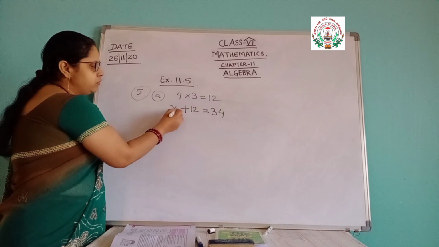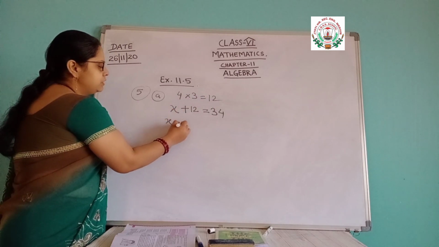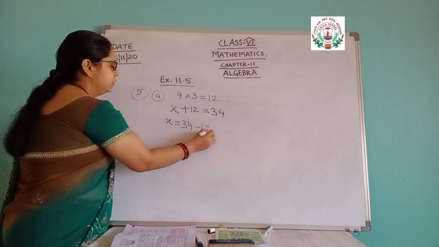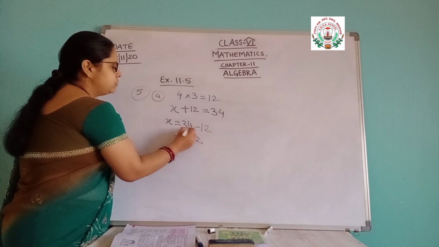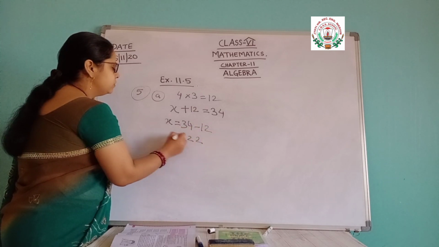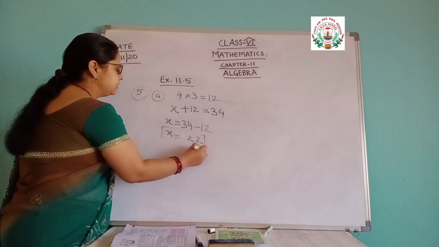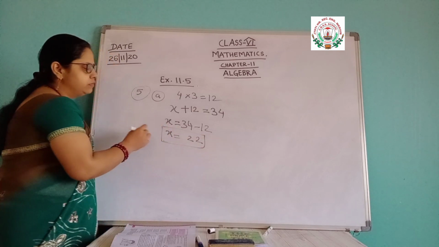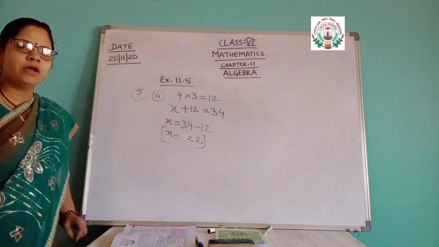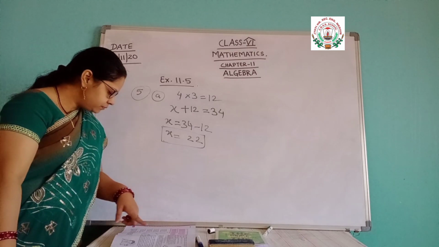Now this value you have to find out, which means you will solve it. 34 minus 12 gives 22. So this number is exactly 22. This is the way we have to solve this riddle.